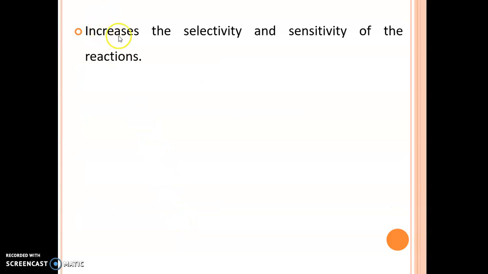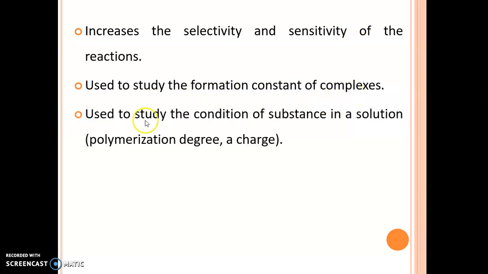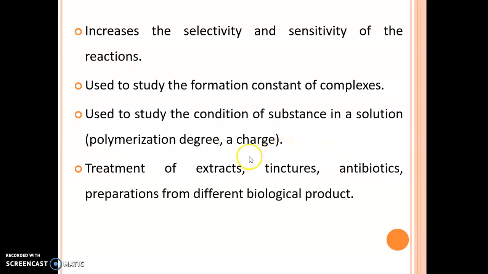For the identification and quantitative analysis of chemical substances in the process of analysis of phytogenic drugs. It is also used to increase the selectivity and sensitivity of the reactions. It is used to study the formation constant of complexes. It is used to study the condition of substance in a solution, that is polymerization degree or a charge of the substance. It is also useful in the treatment of extract, tinctures, antibiotic preparations from different biological products. Okay, so these are the applications of extraction method.